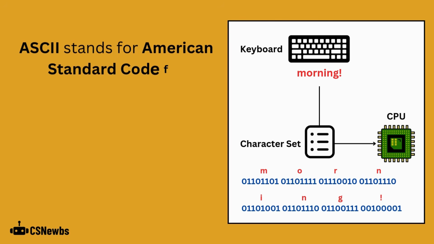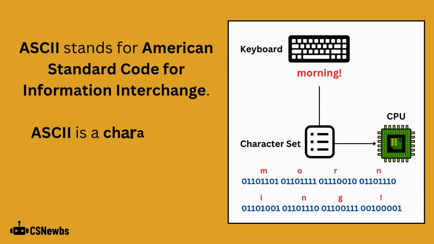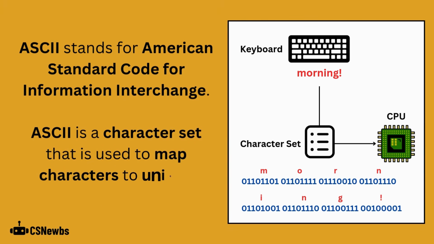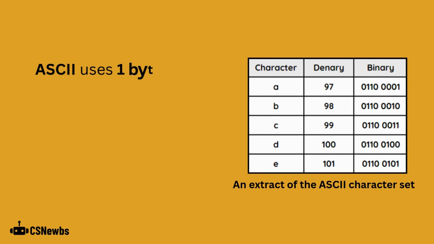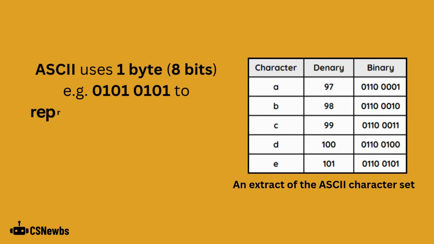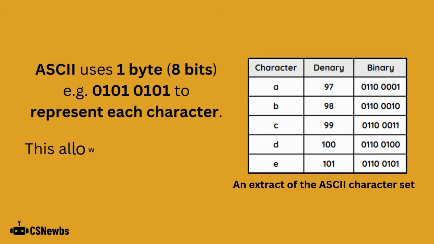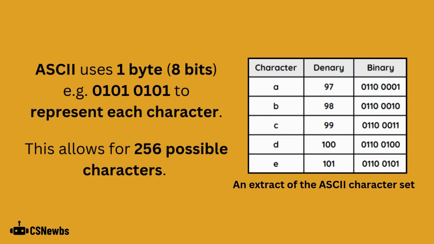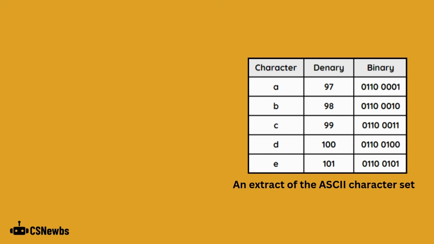ASCII stands for American Standard Code for Information Interchange. ASCII is a character set that is used to map characters to unique binary values. ASCII uses 1 byte, which is 8 bits, to represent each character. This means that ASCII can represent a total of 256 different characters.